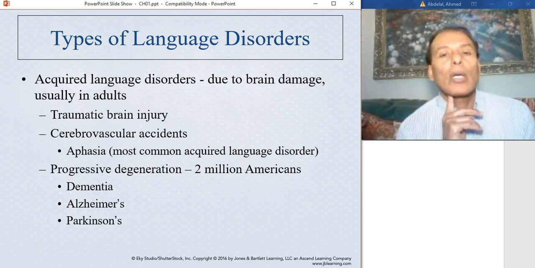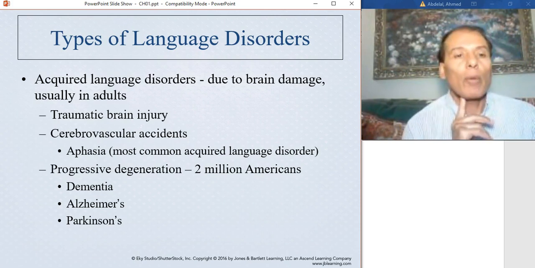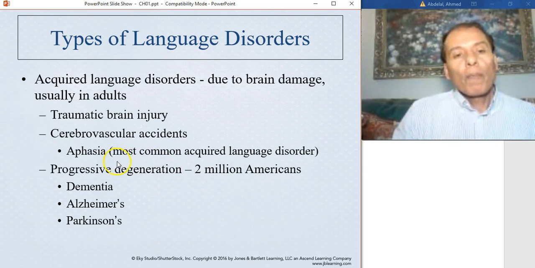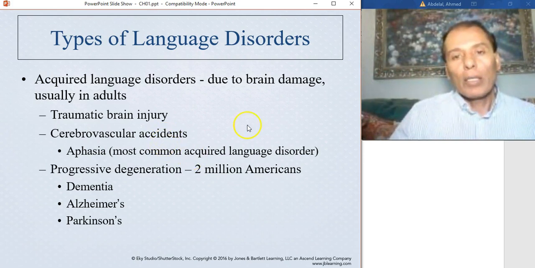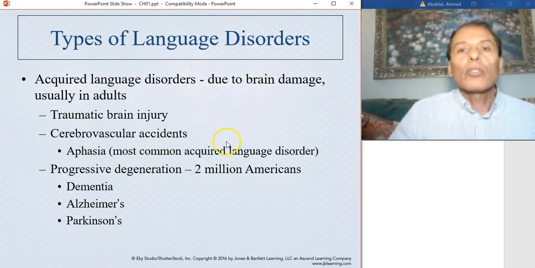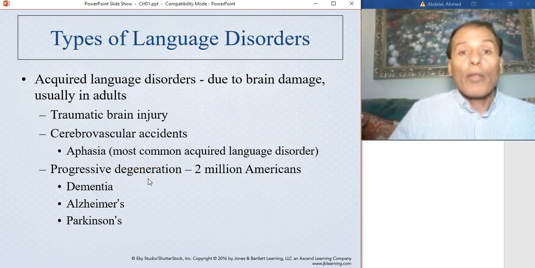Acquired language disorders result from damage directly to the brain, whether by traumatic brain damage like an accident or by a cerebrovascular event like a stroke, for example. Aphasia is language loss, language impairment caused by some kind of stroke or some abnormality affecting, especially stroke, affecting the cerebral circulation of blood. We also have progressive degeneration that can cause one form or another of degeneration of the areas that affect language and emotions and so on.